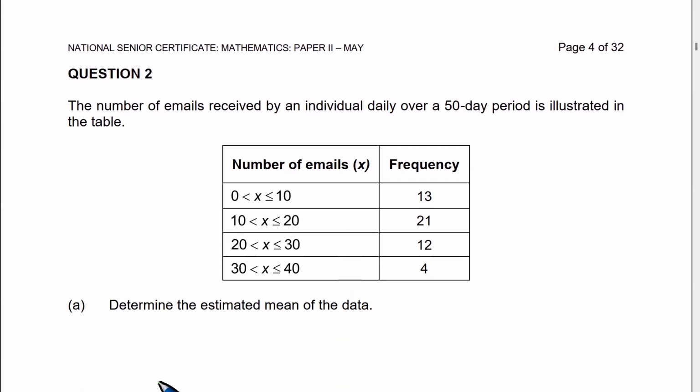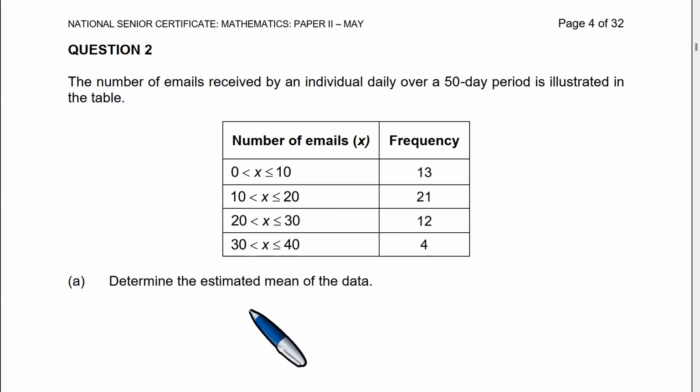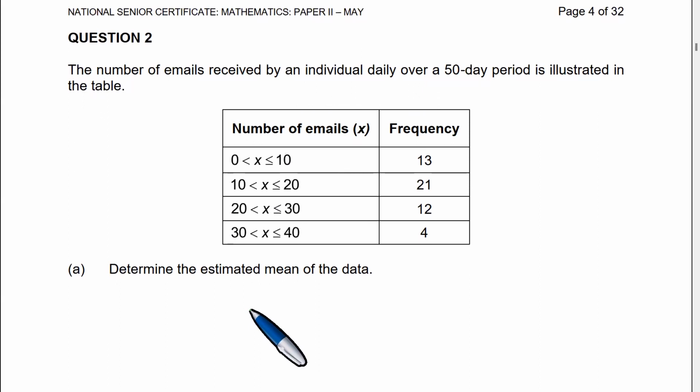In question 2 now, they're giving us this frequency table. We constructed the frequency table in the past exam, right? But in question 2 now, the number of emails received by an individual daily over a 50-day period is illustrated in the table like this. Determine the estimated mean. Very straightforward. For the estimated mean, you can just do quickly, because you need to get half of this to get the estimated mean, and then you multiply by 13.